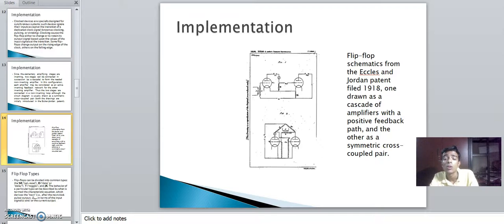a century back. One is drawn as a cascade of amplifiers with positive feedback, and the other as a symmetric cross-coupled pair. As we can see, the first one is a cascade of amplifiers with positive feedback, and the second is a symmetric cross-coupled pair.